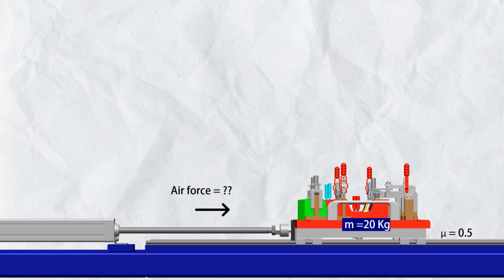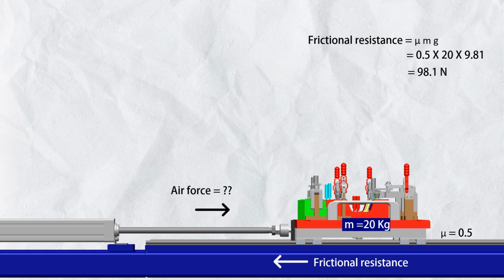So first we need to calculate the force needed to overcome the friction. The frictional force is equal to mu mg, and for our case the frictional force would be 98.1 Newton. Now if the pneumatic cylinder applies exactly 98.1 Newton or less than 98.1 Newton, the fixture won't move because the frictional force and the applied force cancel each other out. So to move the fixture, we need to apply an unbalanced force.